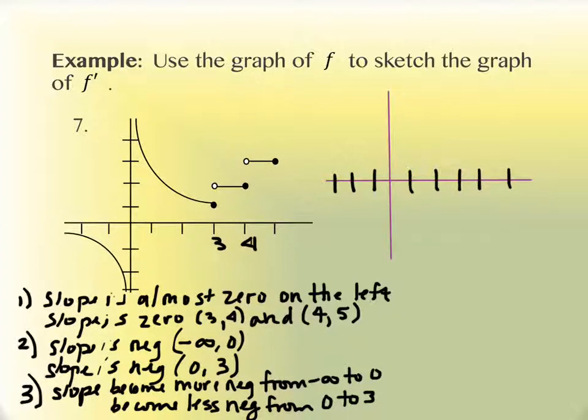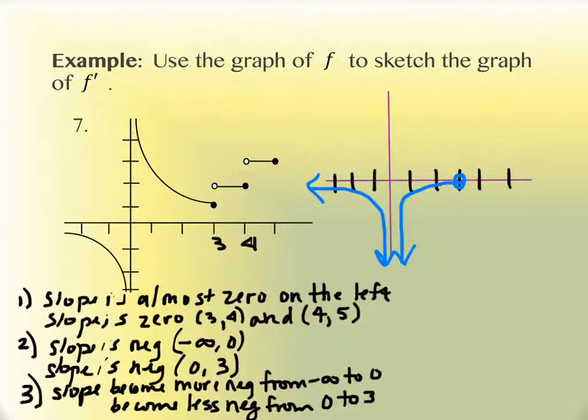Alright, so I'm supposed to have a slope that is very close to 0 but negative on the left-hand side and becoming more negative as I move from left to right. So it'll look something like that. And again, then as I move from left to right, going from 0 over here to 3, I become more negative, and actually I'm pretty much hitting like the x-axis here. And I'll draw an open circle because I know the graph doesn't actually have a derivative at 3.